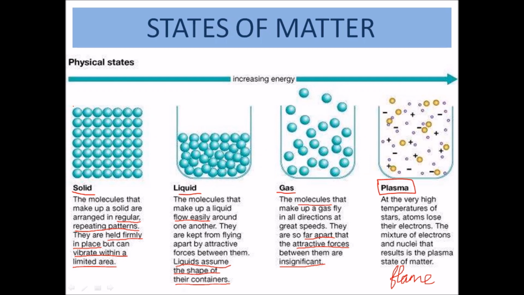The solids have the atoms arranged in an orderly fashion. And there are many types of solids such as diamonds, metals, plastics, and many things around you. In a solid, the atoms or the molecules which are present are closely packed, as you see in the diagram. They form regular, repeating patterns. They are held firmly in place, but they can vibrate within a limited area.